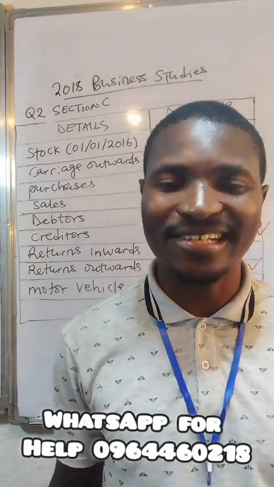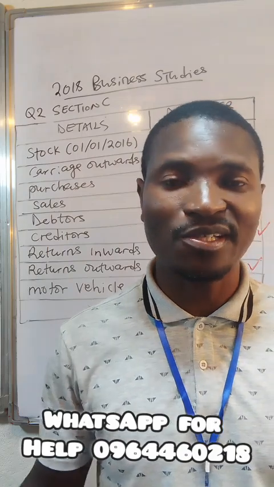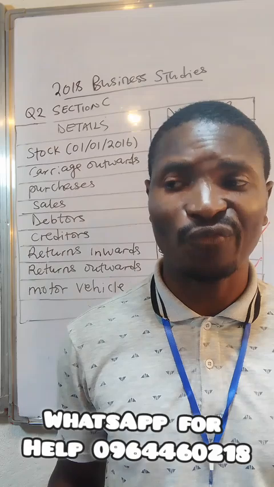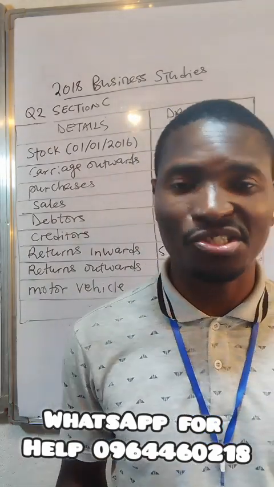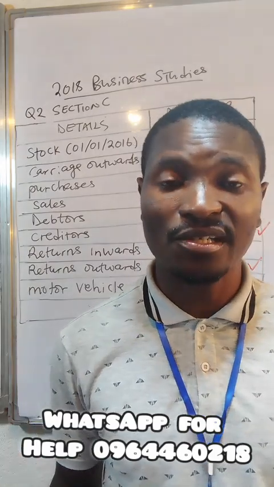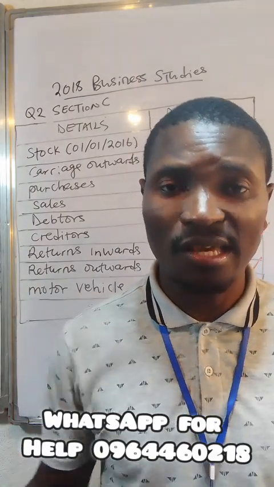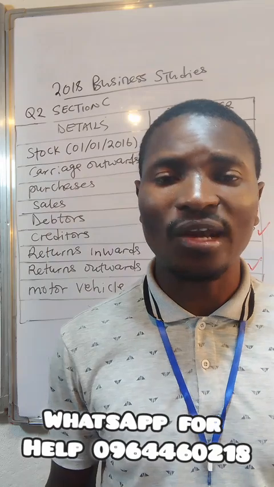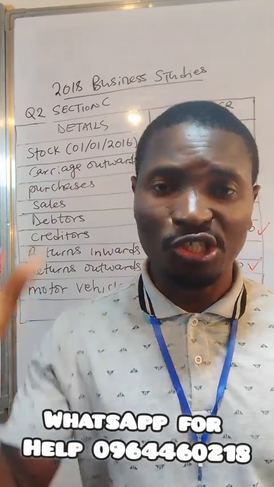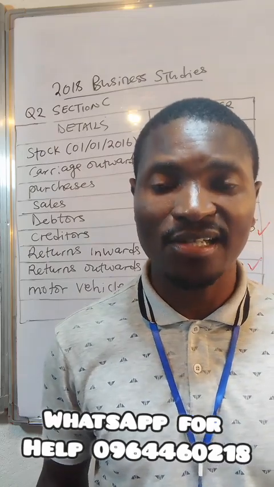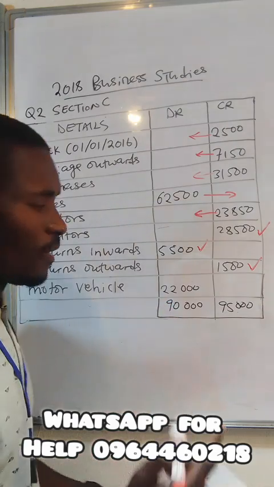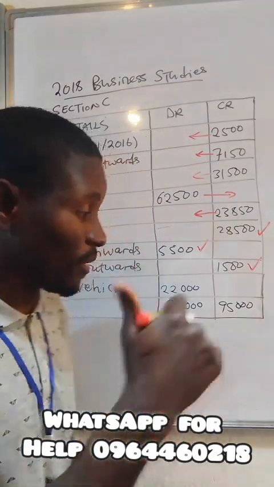So motor vehicle, this is a fixed asset. Remember what we said last time: there are current assets and also fixed assets. Fixed assets do depreciate, but over time, and obviously after many years of being used in the business. So now the motor vehicle is a fixed asset that should be shown on the debit side of the trial balance, and this is where we're going to show it. Okay, so is it on the correct side? So it's on the correct side.